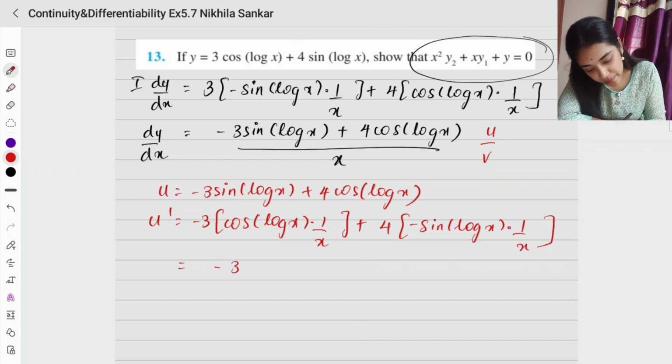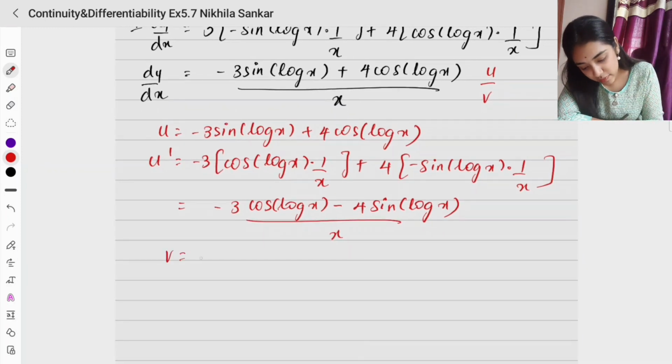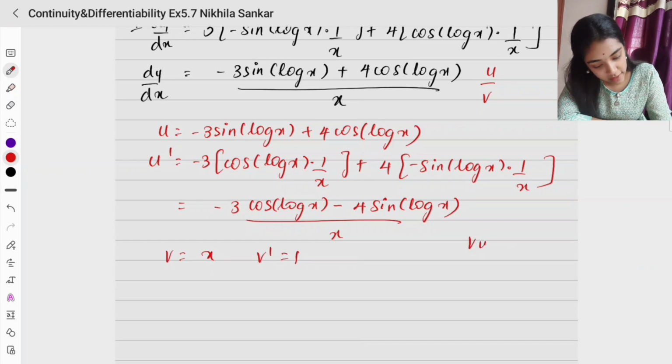So, this is going to be minus 3 cos of log x minus 4 sin of log x, the whole divided by x. I'm just clubbing the two terms. This is my u dash. What is v dash? v equals x. So, v dash is going to be 1, as simple as that. So, what is the formula? vu dash minus uv dash divided by v square.